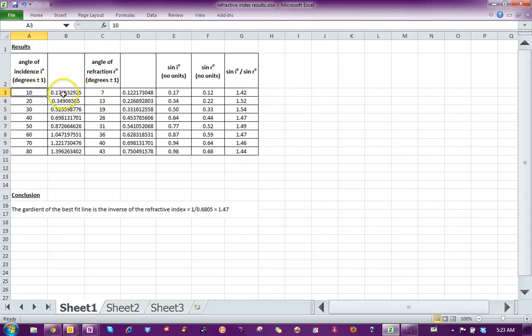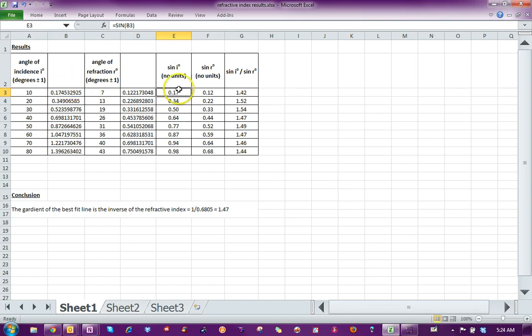First, you need to change your degrees into radians using this formula. So you just type in equals RADIANS, and then this is the cell. And then I need to do the sine of the degrees in radians. So if you look, this is my formula here for the sine of I, so SIN of B3.